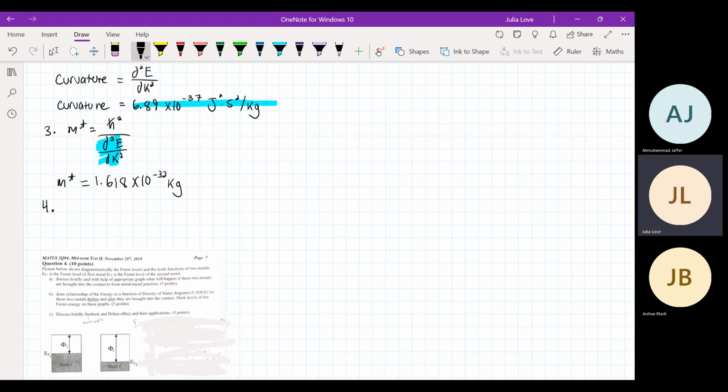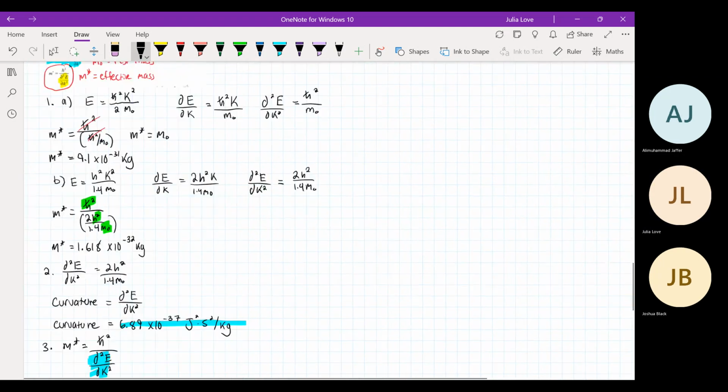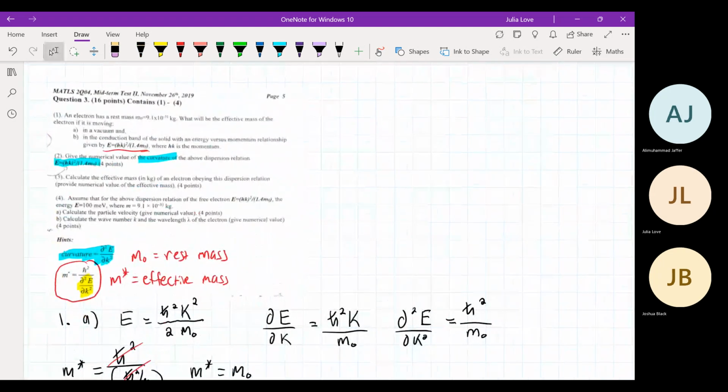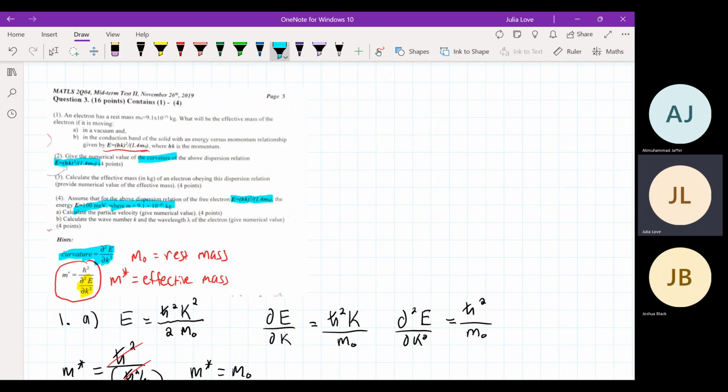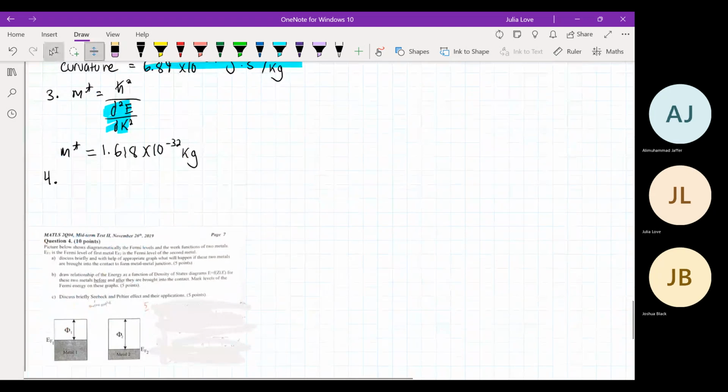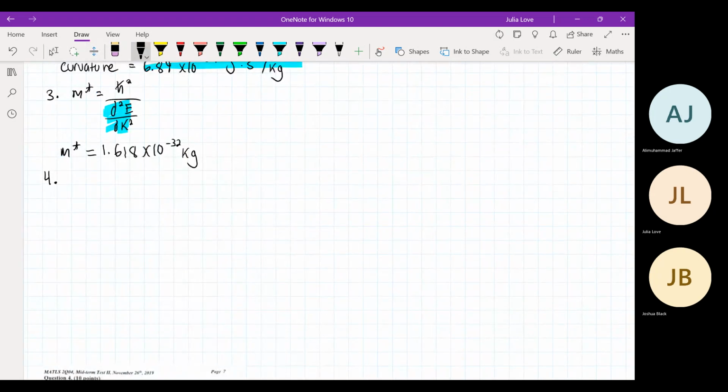And then question 4. We're given this information here. We can talk about again that same relationship as well as define energy and the mass. We're asked to calculate the velocity in part A and then the wave number and wavelength for part B. So for A, we're going to again use the given relationship, energy is equal to 1/2 mass velocity squared. Rearrange this for velocity.